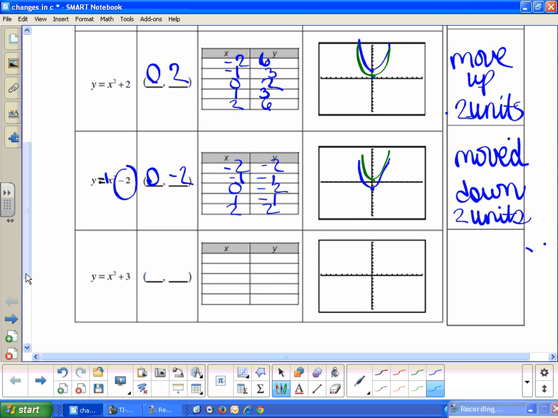So what's going to happen on the next one? Go up 3. You're going to go up 3. So this will be starting at 0, 3. And so 1's going to be 4. 2's going to be 7.